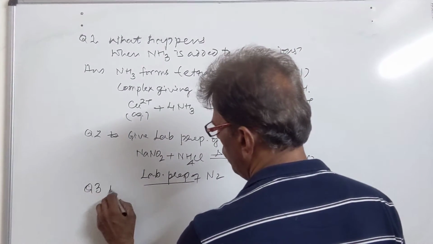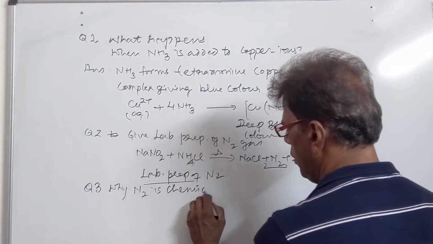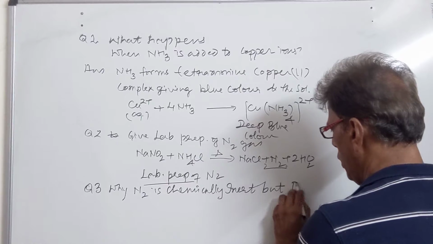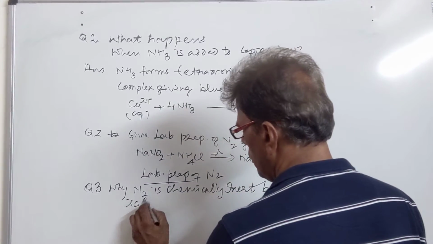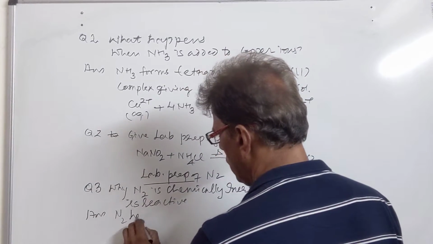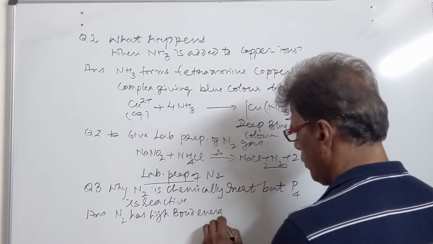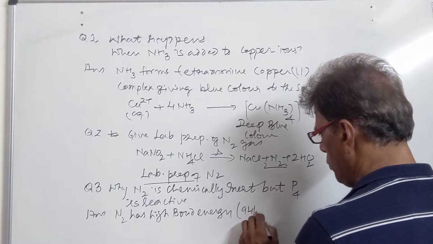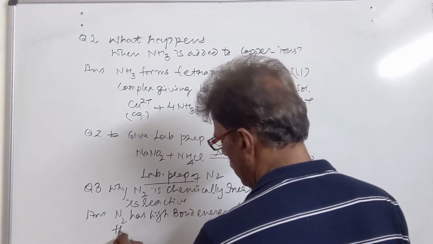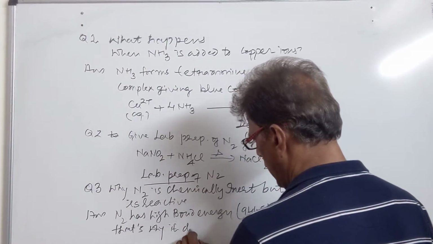Question number 3 is why N2 is chemically inert but P4 is reactive. As we know, N2 has high bond energy, that is 941.5 kilojoules per mole. That's why it does not react easily.